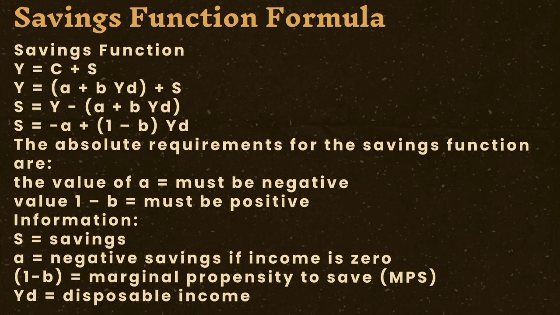The absolute requirements for the savings function are: the value of A must be negative. The value of 1 minus B must be positive. The information: S is savings, A is negative savings if income is zero, and 1 minus B is marginal propensity to save, or MPS. And the last, YD is disposable income.